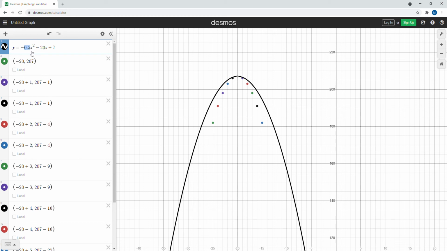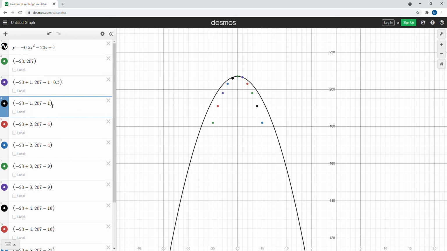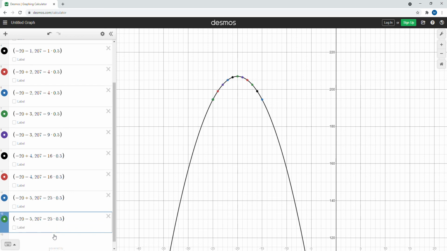So I'm going to do Control C to copy that section I have selected there. That's 0.5. And then we're going to multiply each of those values that we subtracted from the y-coordinate by 0.5. And watch what happens. So I'm going to do Shift 8 and then Control V. And then do it again, Shift 8, Control V, repeating for each value. And we see that the points are actually lining up on the parabola. Now that puts all of our points onto the parabola.